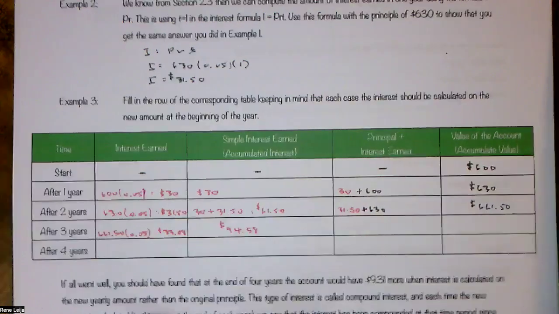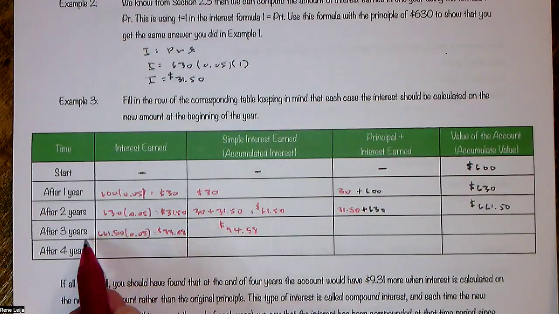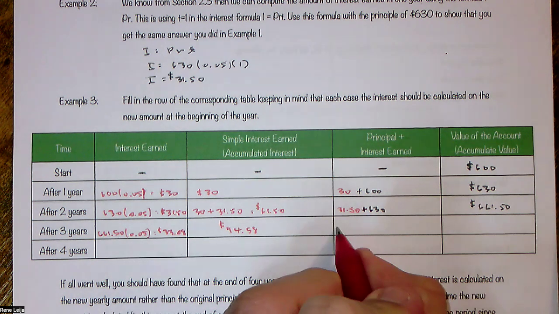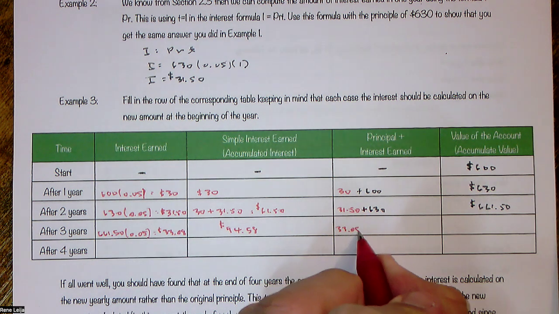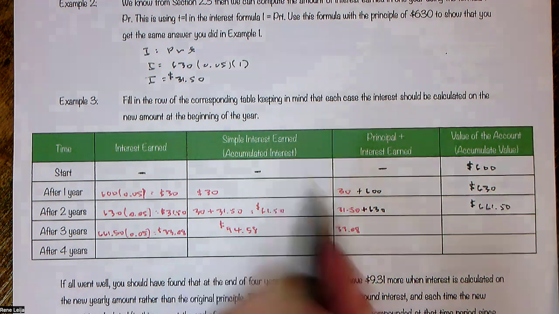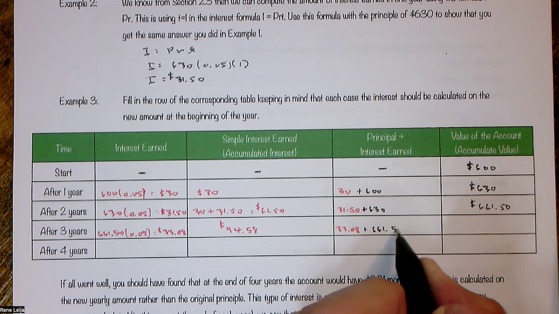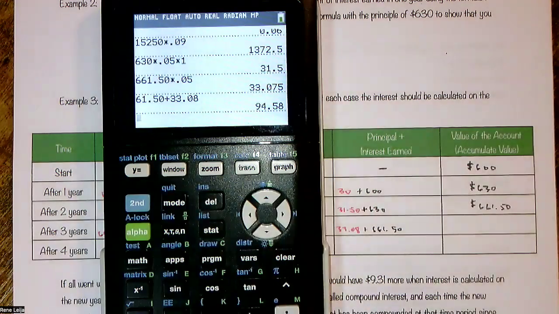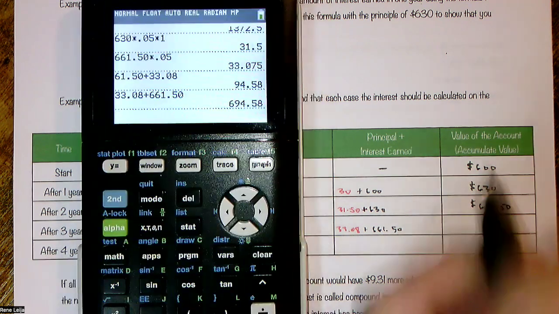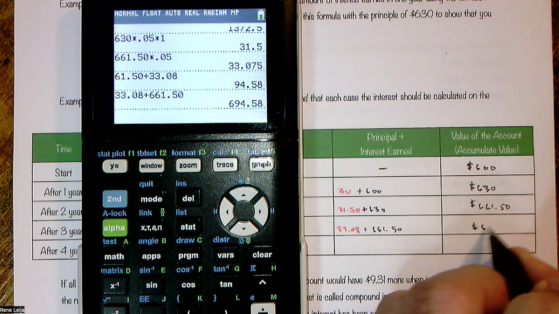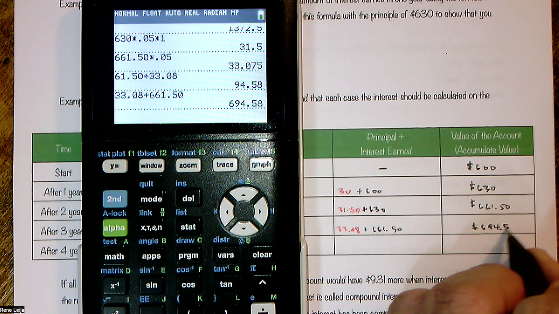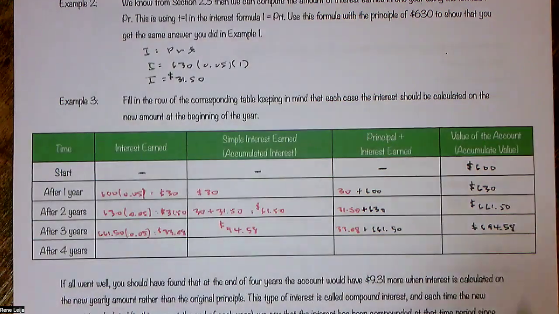Okay. So I'm going to add my interest that I earned at the end of year 3, which was the $33.08. I'm going to add my previous principal, which was the 661.50. So we're going to add those two together. $33.08 plus 661.50. That's 694.58. And then we have one more. So now we're going to start with 694.58.